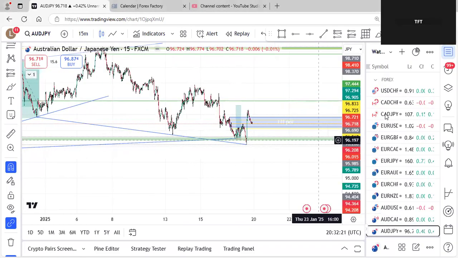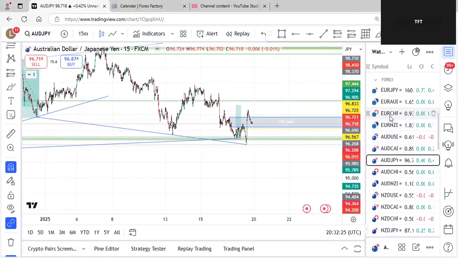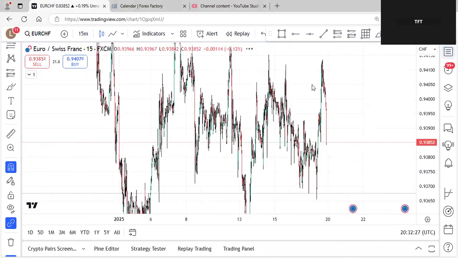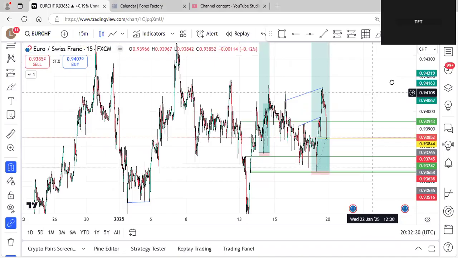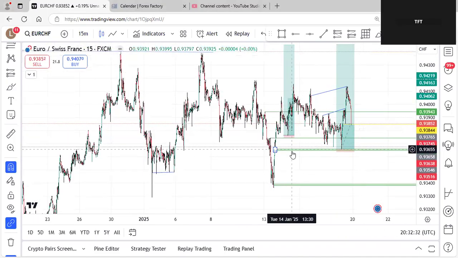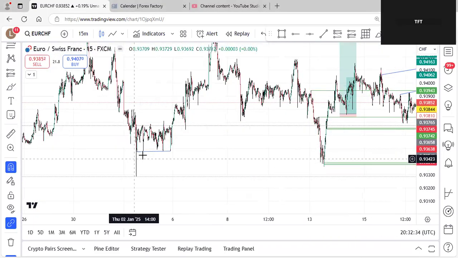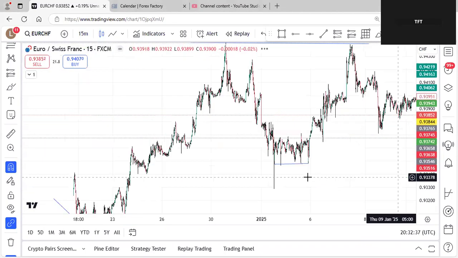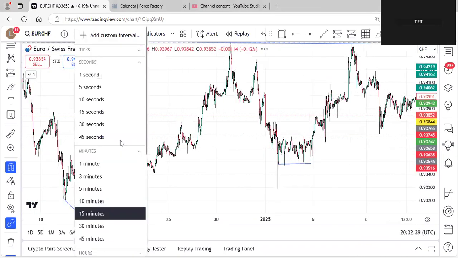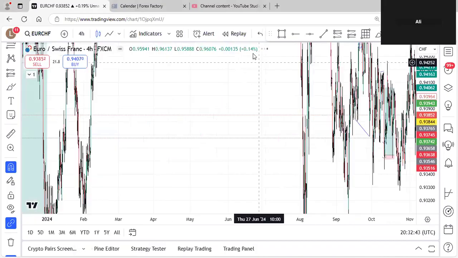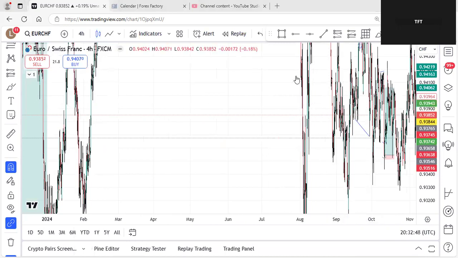So I'll start with Euro CHF because I'm still in it. Nice and straightforward, basically. I've got a build-up of liquidity here. I believe it to be higher time frame bullish, sorry.